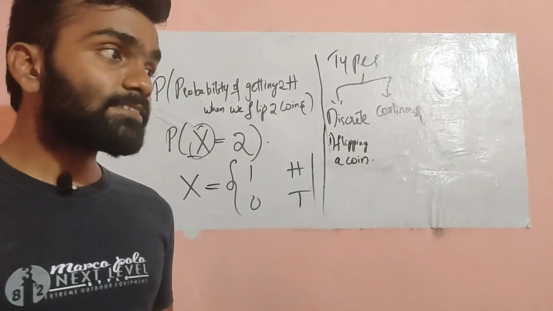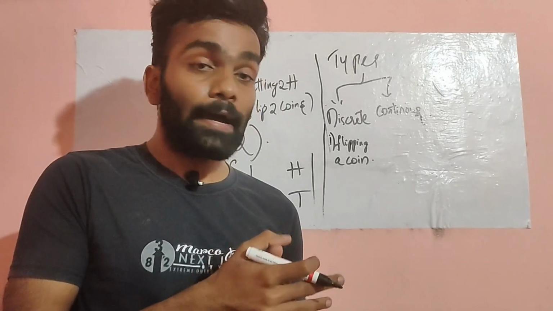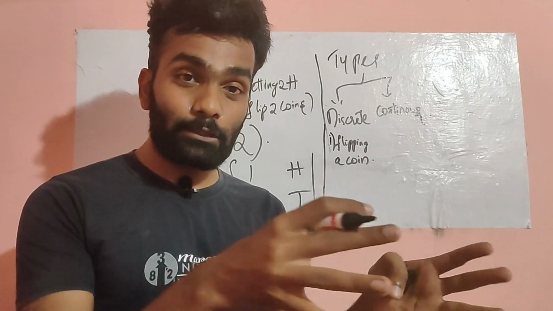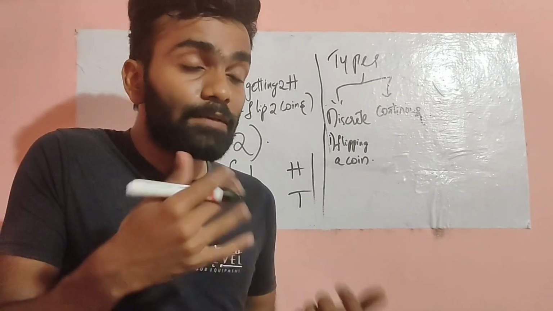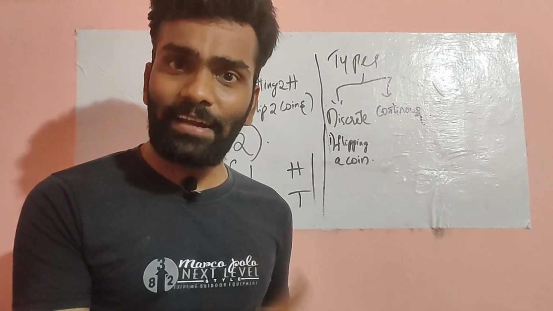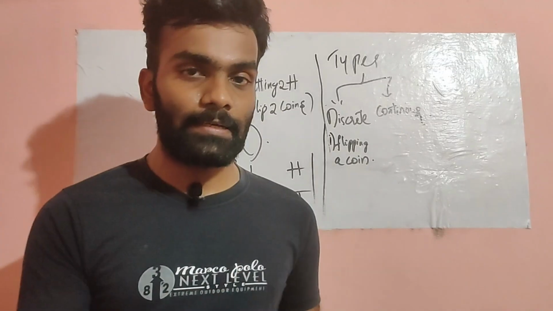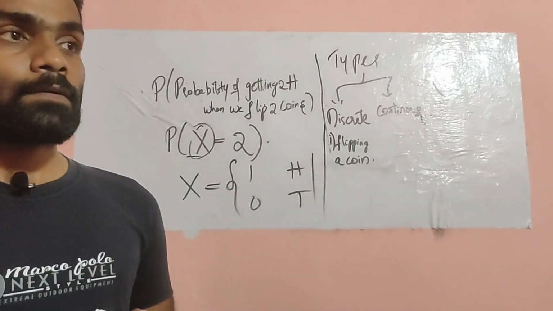Or let's say you want to choose random students from a class. There are some particular students in a class, and you want to pick them randomly. Even in such a case, it is finite. The number of students in the class is countable. It's finite, right? So that's why it's called a discrete random variable.